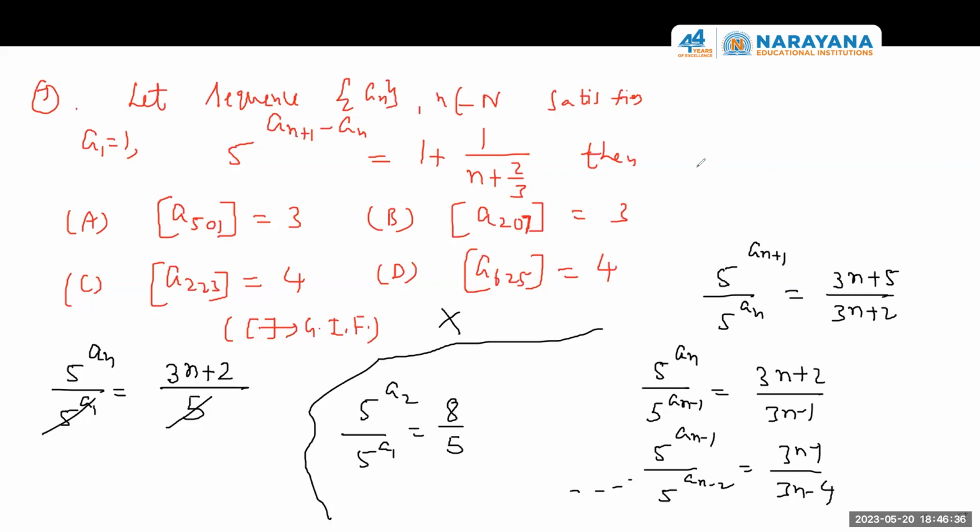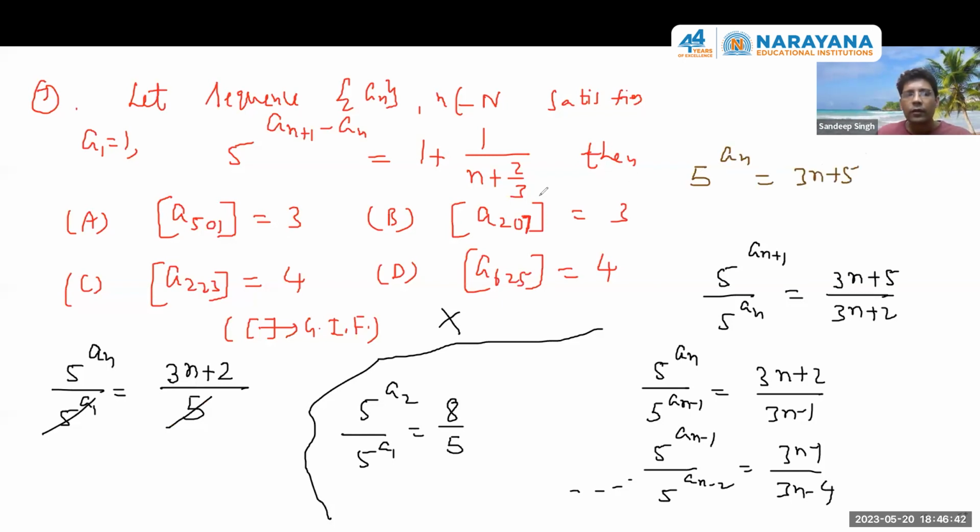Now 5 power an is 3n plus 2. If we want the integer part of an to be 3, let us explore this possibility. So what do I require basically? An should lie between closed 3 and open 4.